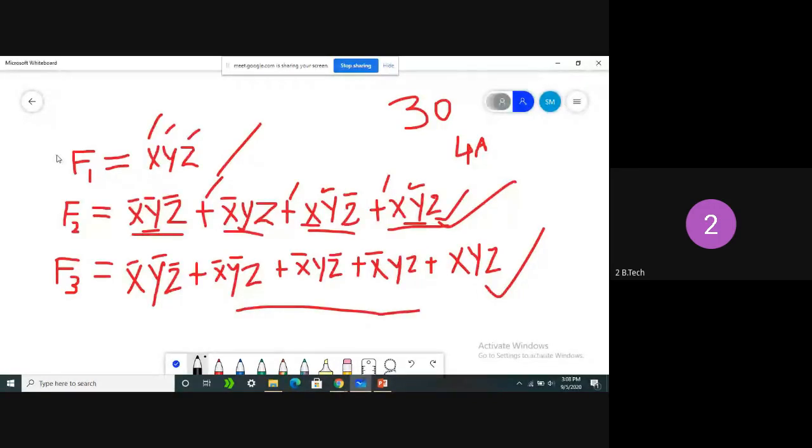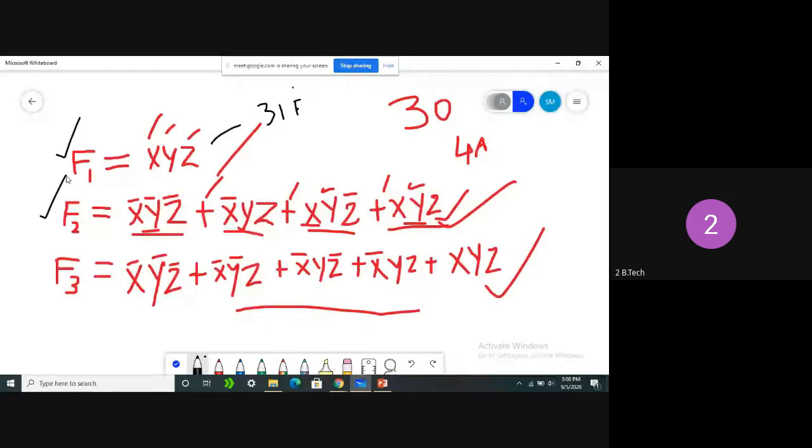See here, this is F1, and for this one, how many gates are required? Only one AND gate with three input terminals. Clear to all of you? Three input terminals and one output terminal, so that we can build the logic related to F1. And how many gates are required for F2? We cannot say directly how many gates are required for this logic.